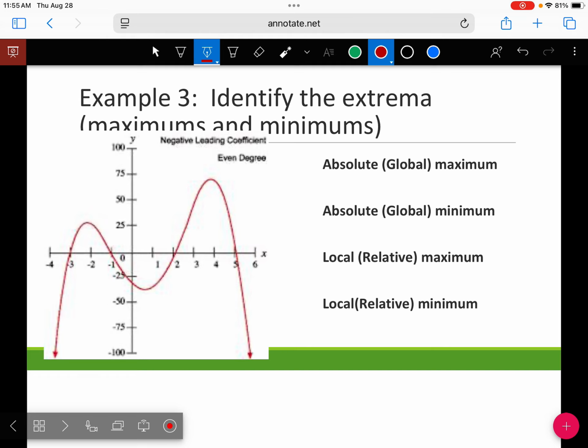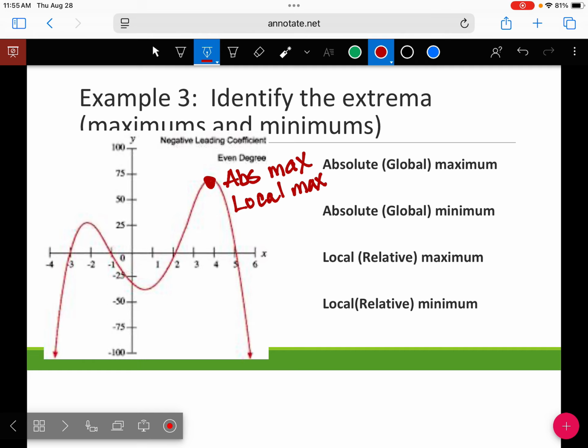All right. This is another even degree. Both arrows are going in the same direction. Do we have an absolute maximum? Yes. There are 2 hilltops. Would you agree that there are 2 hilltops? But one of them is higher. So I'm going to list this point in 2 different places. This is going to be my absolute max, and it's also my local max.